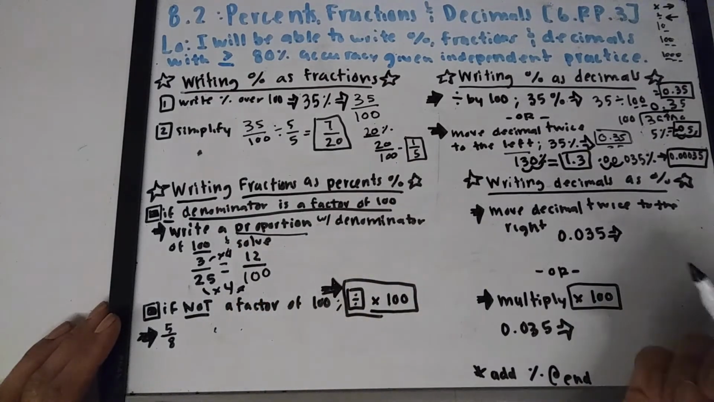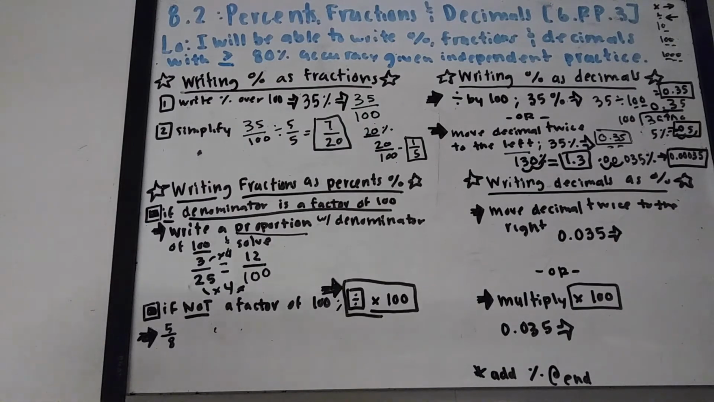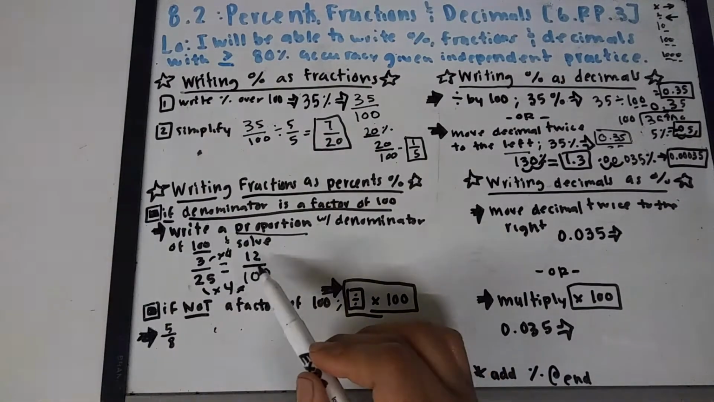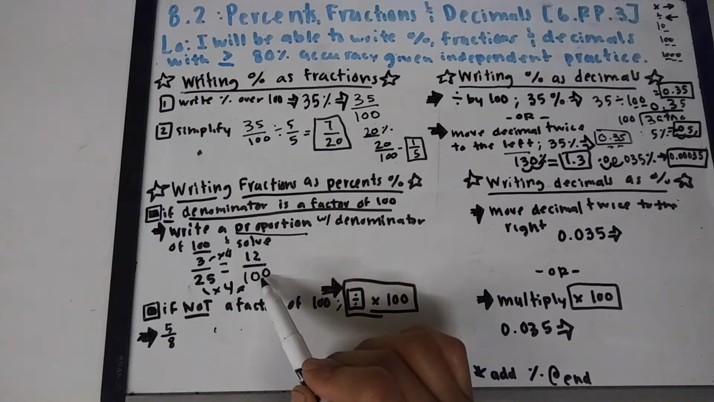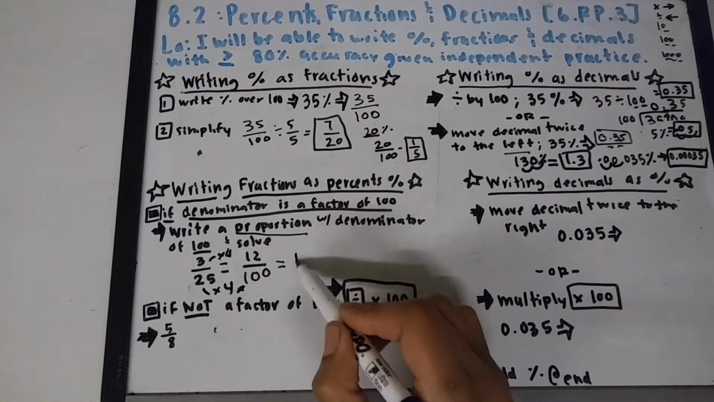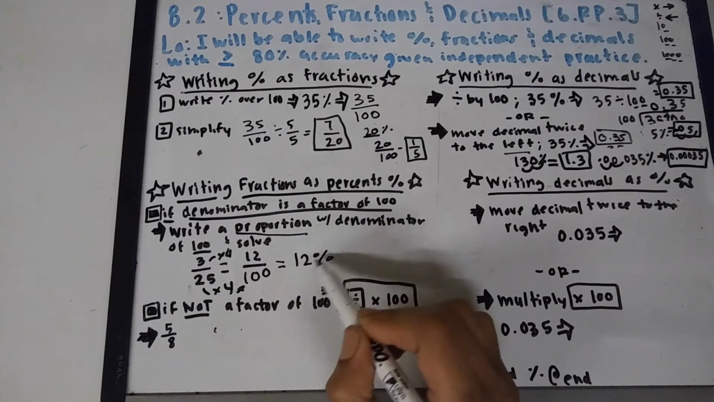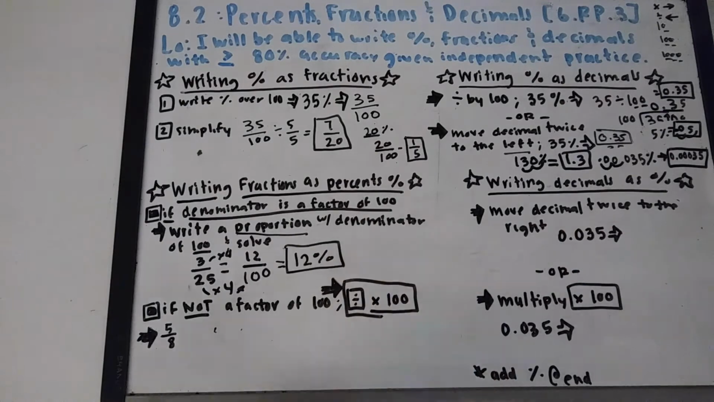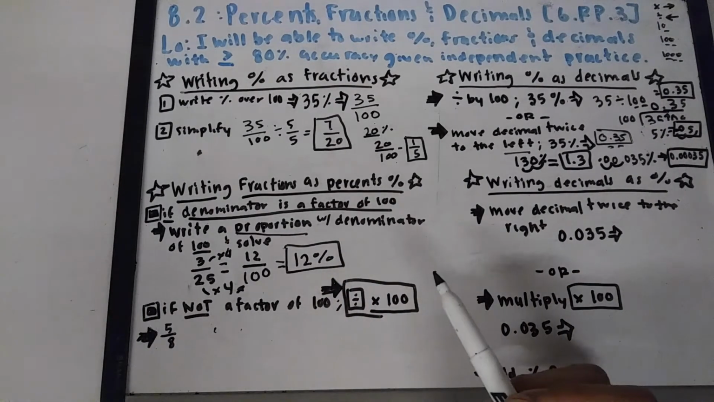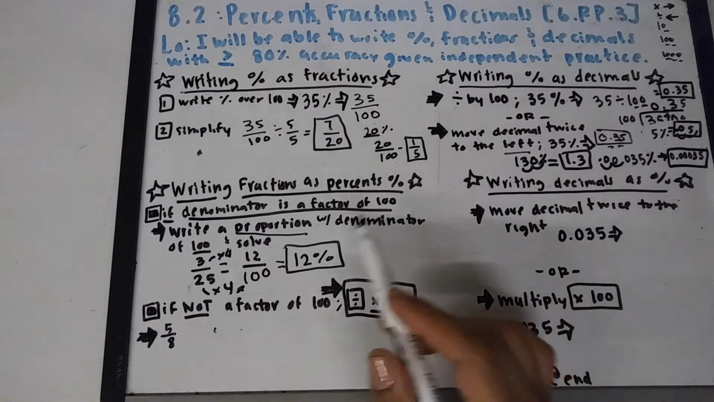Okay, and then after I do that, now that you have this, you're basically saying that you have 12 out of 100, which equals 12%. Okay, 12 per 100. Alrighty, so that's how you do it. You don't have to do it that way. What you can also do is divide it.